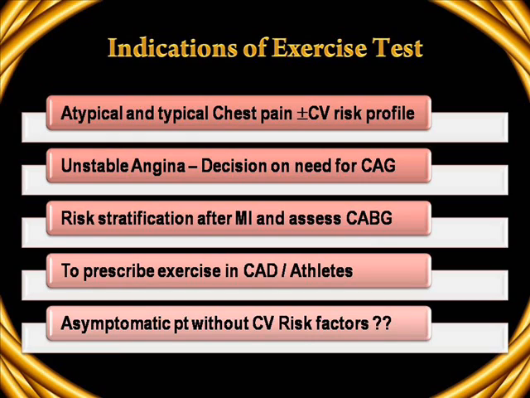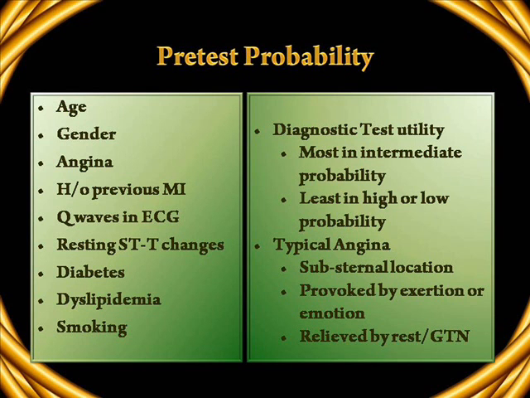There is no indication or recommendation to do a treadmill test in an asymptomatic individual who does not have any coronary risk factors. In the absence of coronary risk factors, TETT is not indicated in an asymptomatic individual. Before we embark on doing any exercise testing in an individual, it is essential for us to answer the question, is the test going to be helpful for this particular given patient?